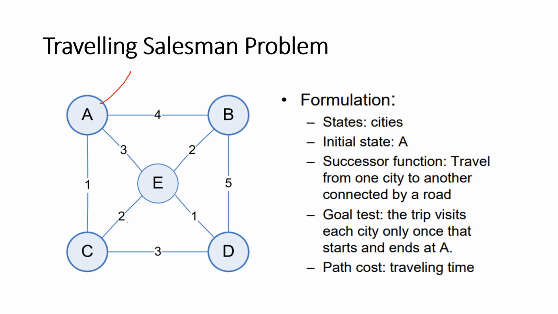And the path cost means total travel distance or time. So TSP, that is the traveling salesman problem, is an optimization problem because we want the minimum cost.